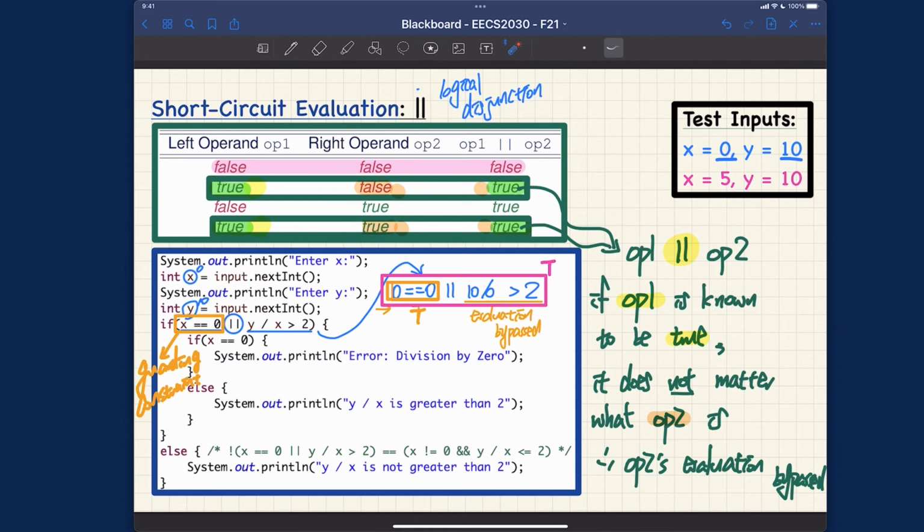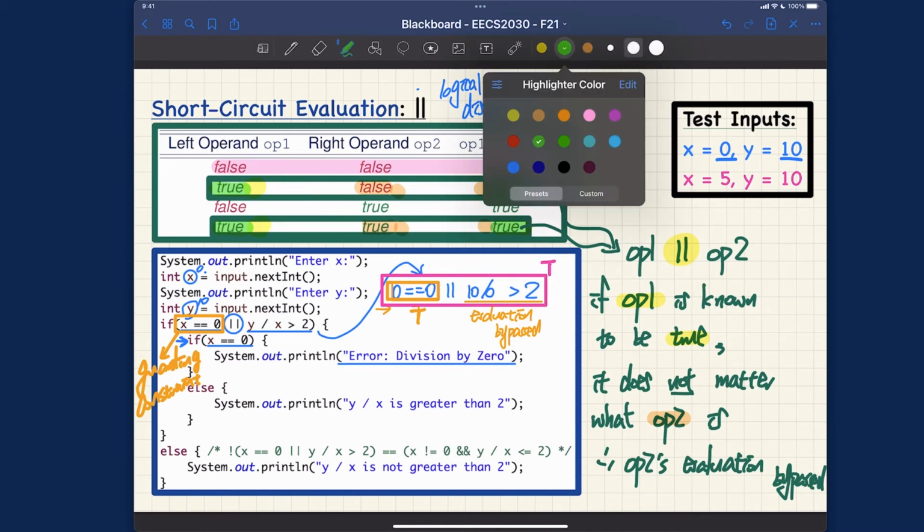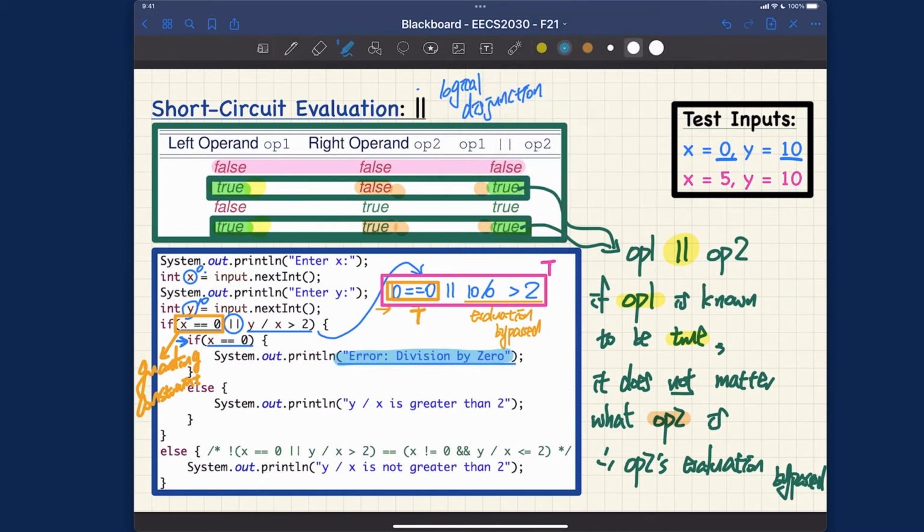Okay, let's now move on with the tracing for the first example here. So we got 0 and 10. So it's going to be true. And so that means we'll go into this part over here, and then x is equal to 0 indeed. So we are going to print out error division by 0. So awesome, that one is going to be correct. Okay, so error division by 0.